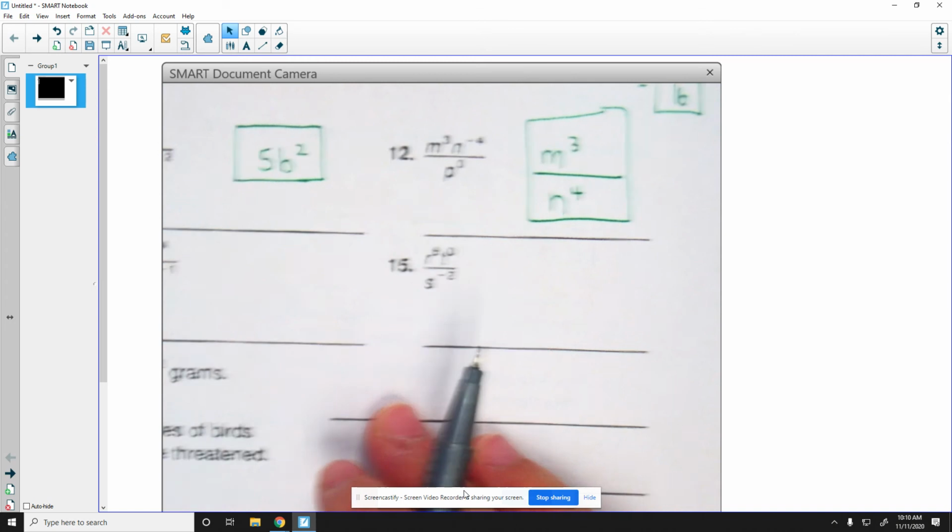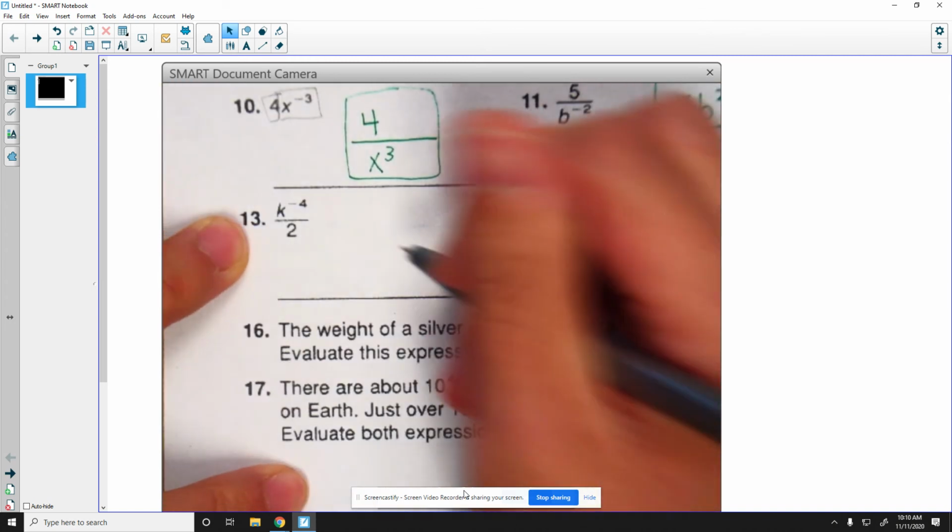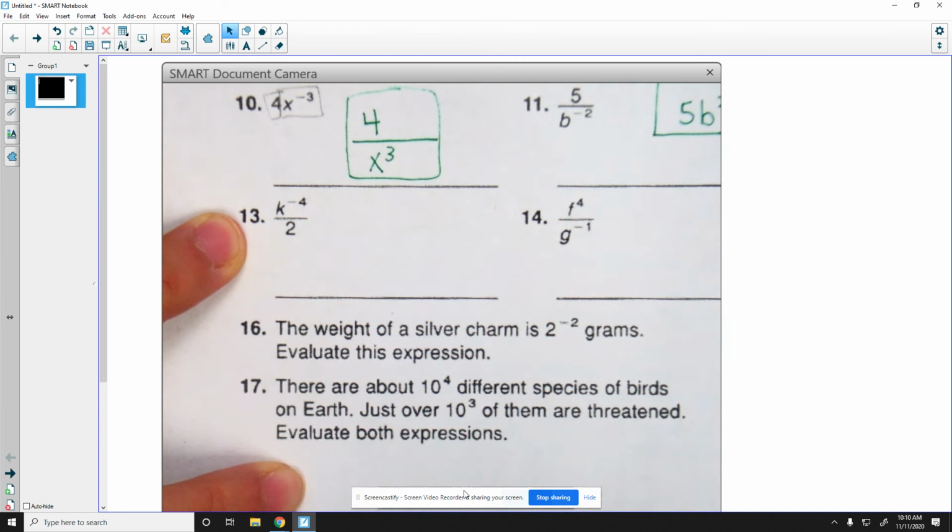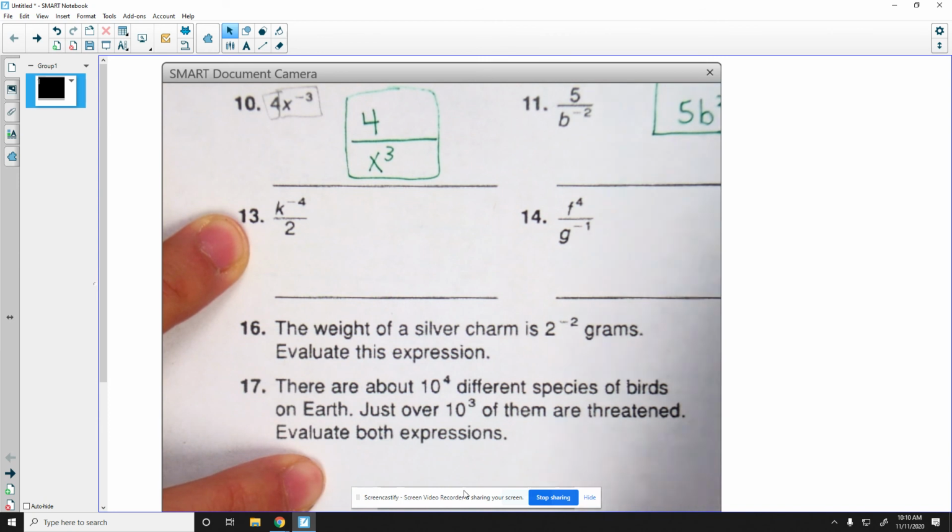Okay, number 13. Try this one yourself. Does someone think they know? 2k to the 4th power. No. Ashlyn? 2 over k to the 4th. Closer, but no. Vaughn? 1 over 2k to the 4th, right.